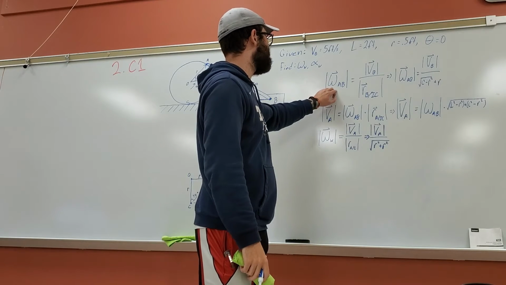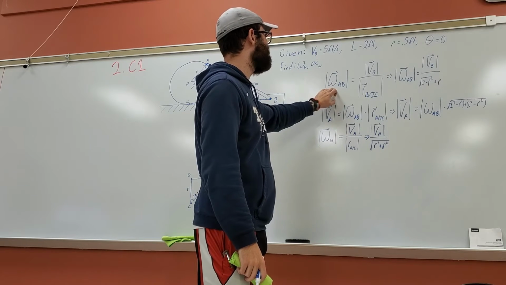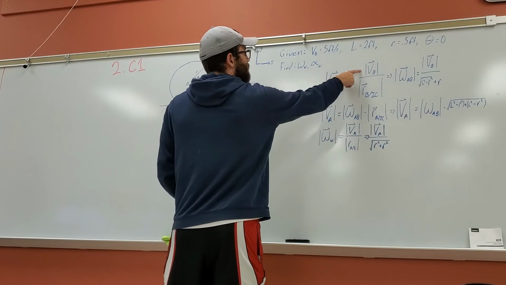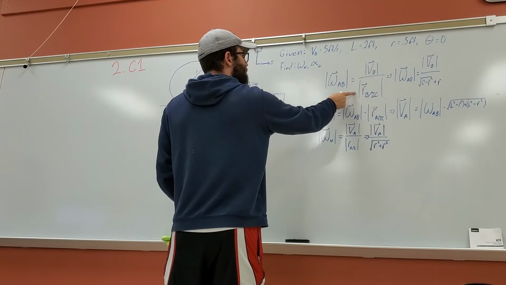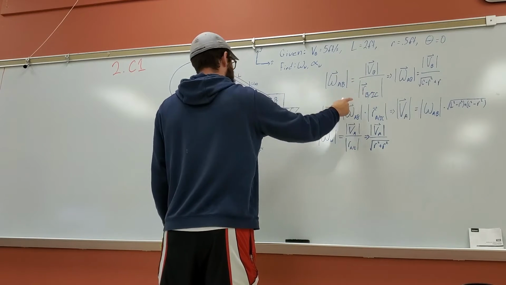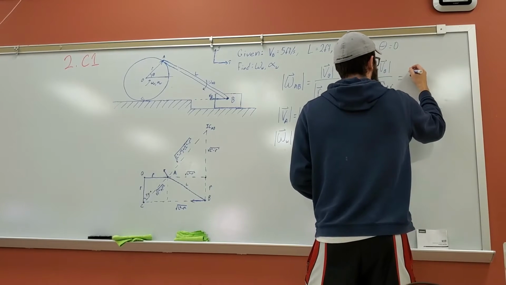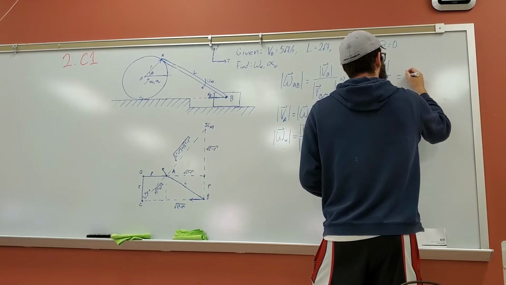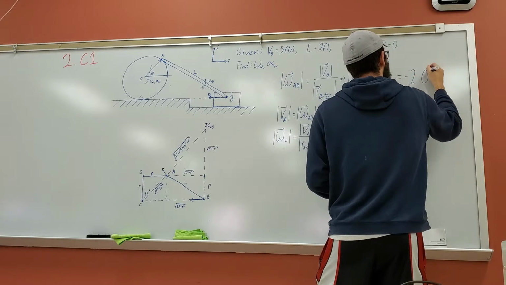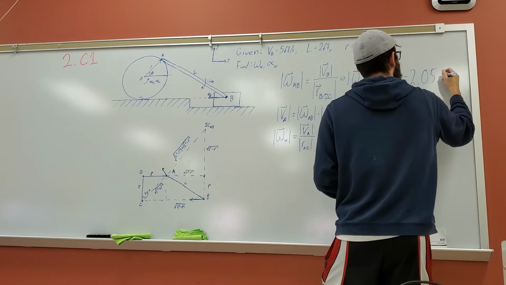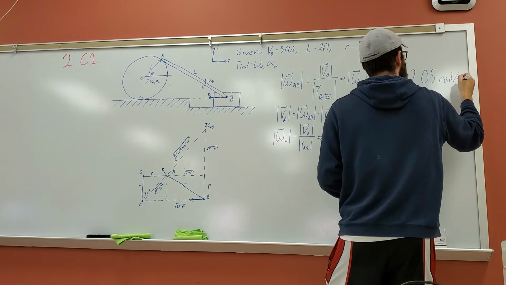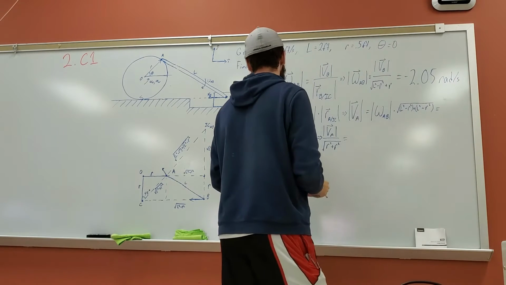The angular velocity of AB will be equal to the velocity of B, in this case 5, over the distance between B and IC. So that gives us negative 2.05 radians a second for our omega AB.